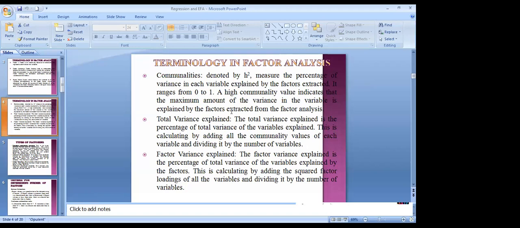Right. Next one, total variance. It is the percentage of total variance of the variables explained. This is calculated by adding all the communality values of each variable and dividing it by the number of variables. This I'll let you know once we start our analysis. Factor variance explained. Okay, all this is okay.